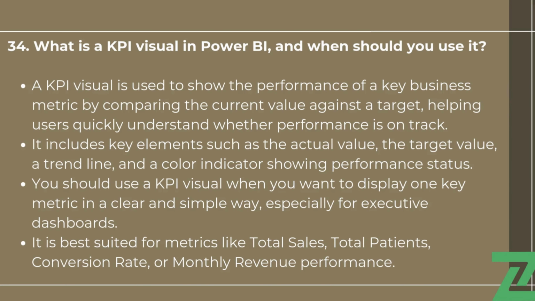It includes key elements such as the actual value, the target value, a trend line, and a color indicator showing performance status. You should use a KPI visual when you want to display one key metric in a clear and simple way, especially for executive dashboards. It is best suited for metrics like total sales, total patients, conversion rate, or monthly revenue performance.